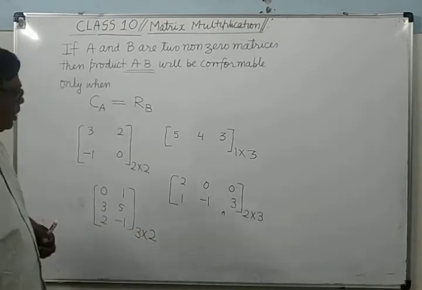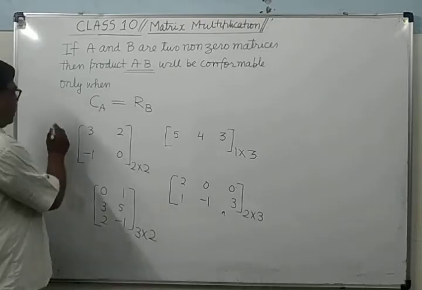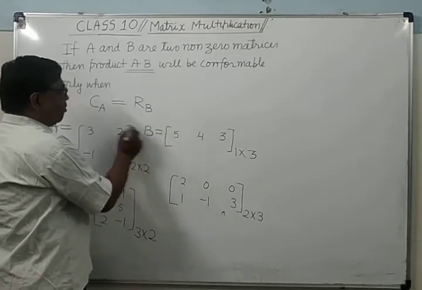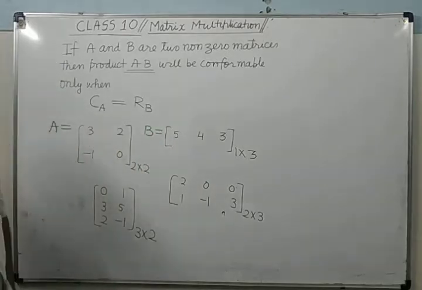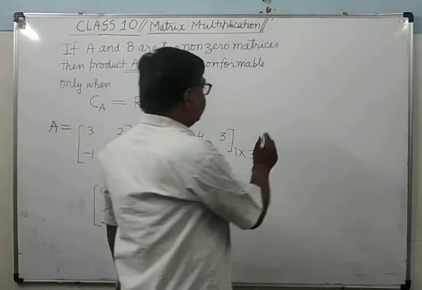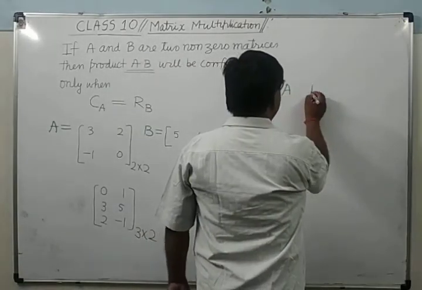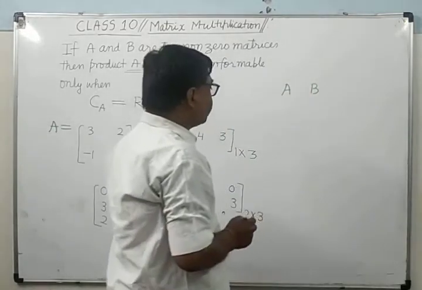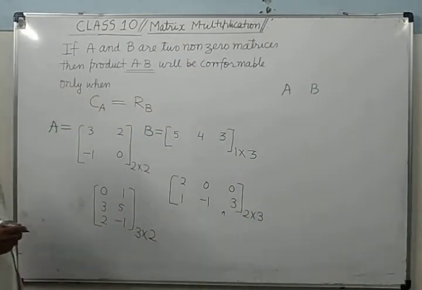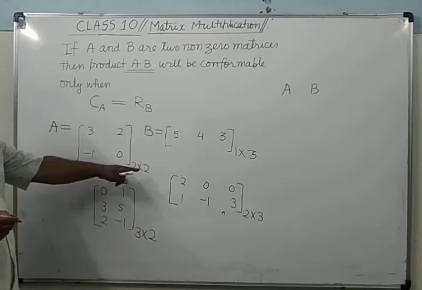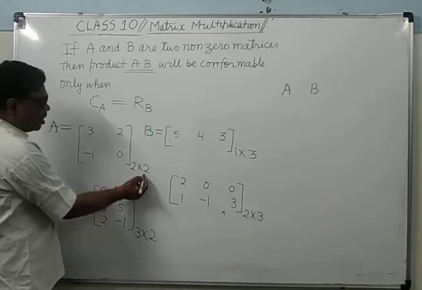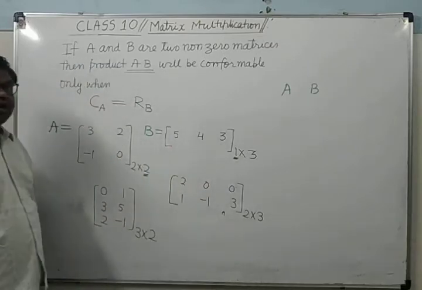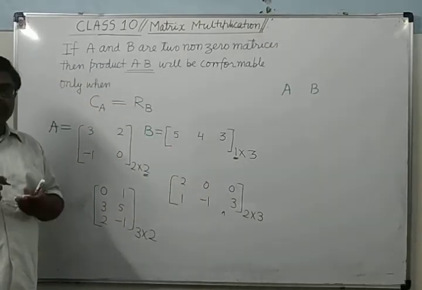Now see here. Suppose we take this matrix as A and this matrix as B. Whether the product is possible or not, you check here: A cross B, A into B. You have to find whether this product AB will be possible or not. You can see here, how many columns are there? Columns are 2. Here how many rows? 1. They are not equal. Therefore the product is not possible.